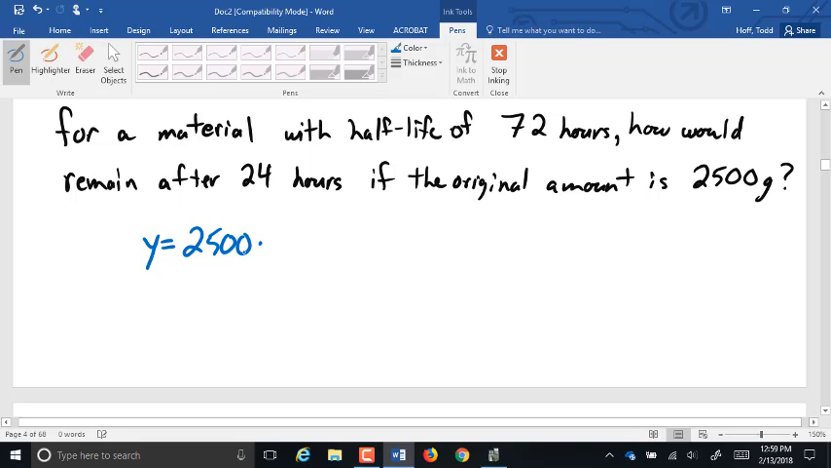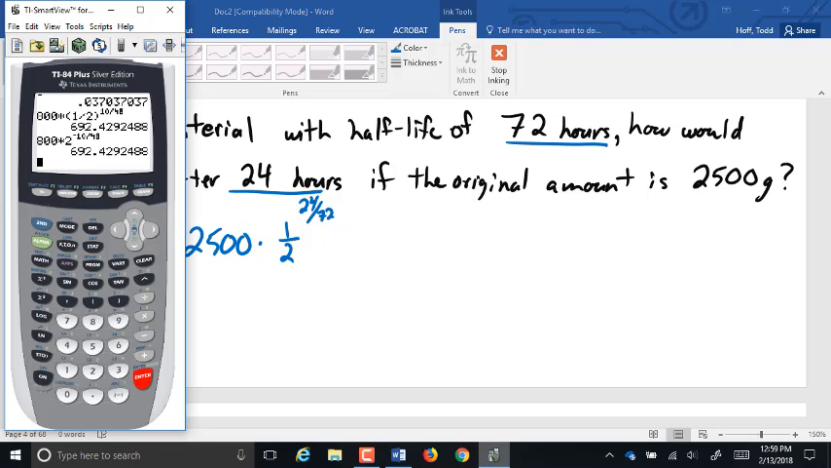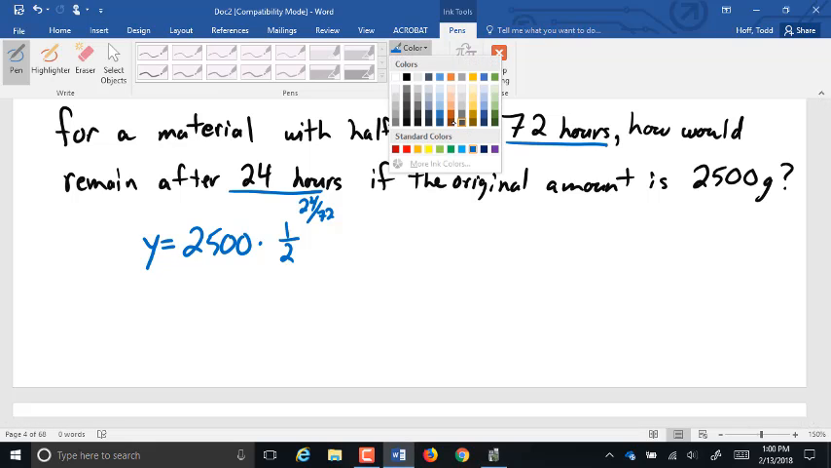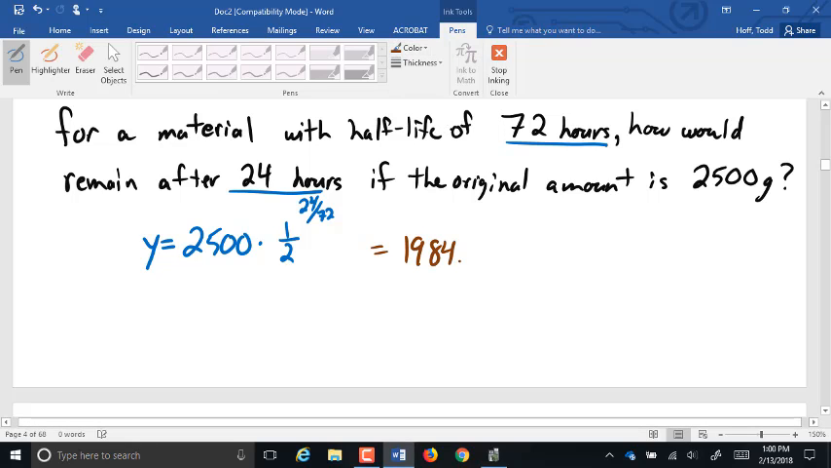$2,500 times 1/2 to the power of 24/72. So 2,500 times 1/2 in parentheses to the power of 24/72. That gives 1984.25 grams.